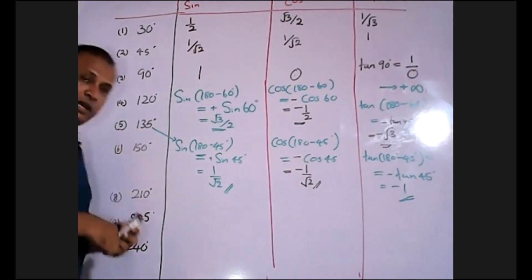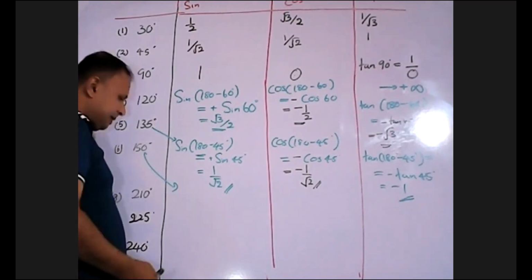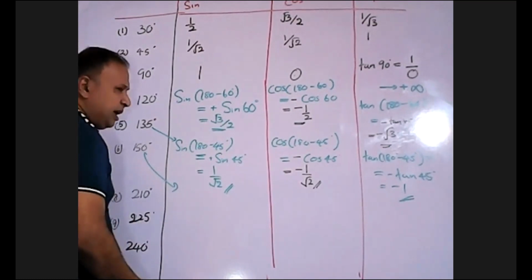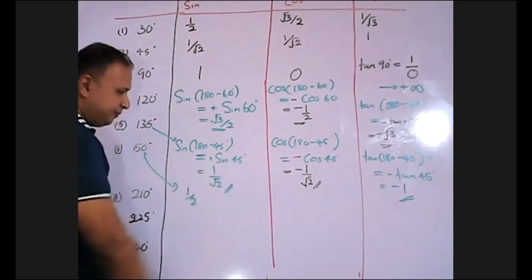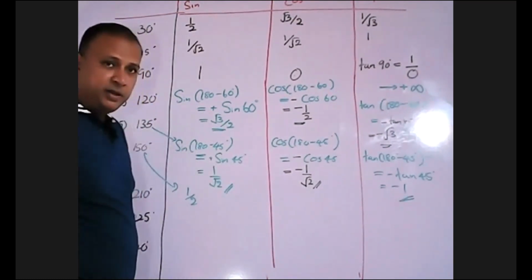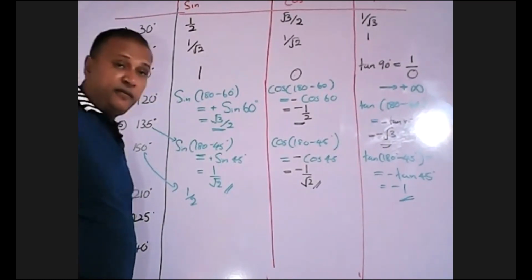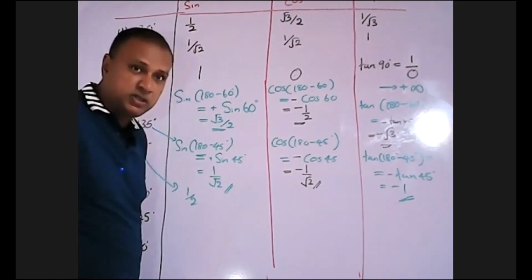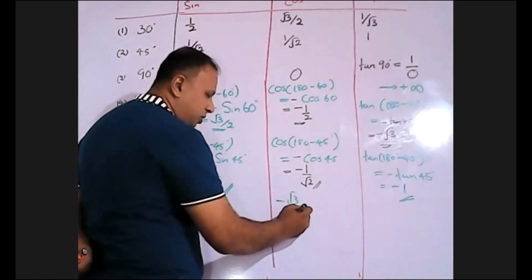Then 150, you can do the 150. I will put the answers. Sine 150 should be equal to sine 30. Sine 30 is equal to half. Now you can get the answers by your mind, okay? Cos 150 should be minus cos 30. Therefore, it should be minus root 3 over 2.